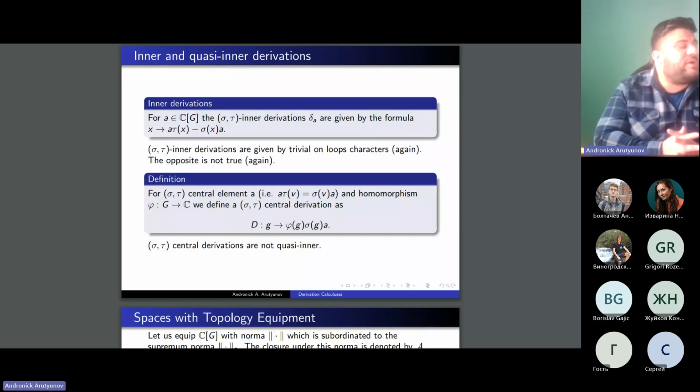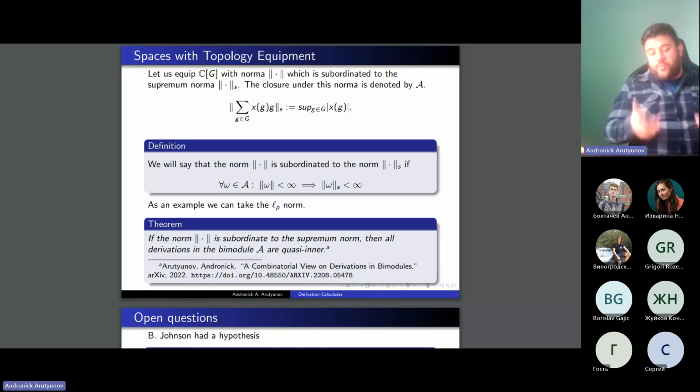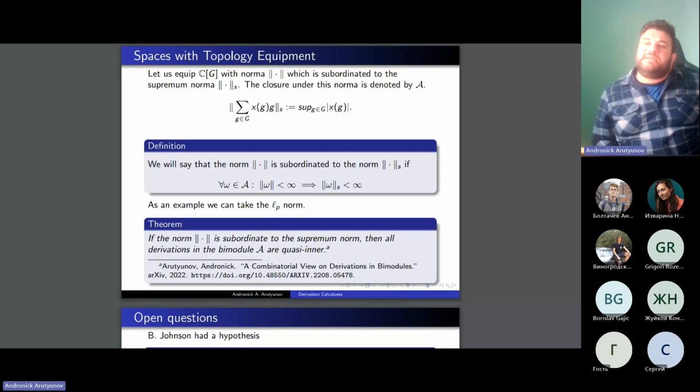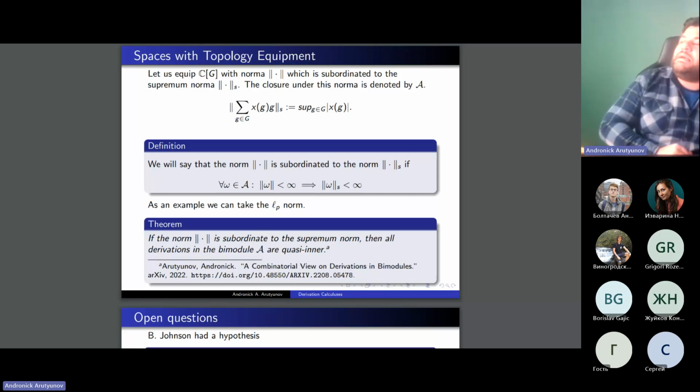Of course, you can think of the people who were working with such types of group algebras: Johnson, Sakai, and Kadison, Ringrose, and others. They worked not just with group algebras and the algebraic view of them, but they worked with L1 and other spaces over groups.